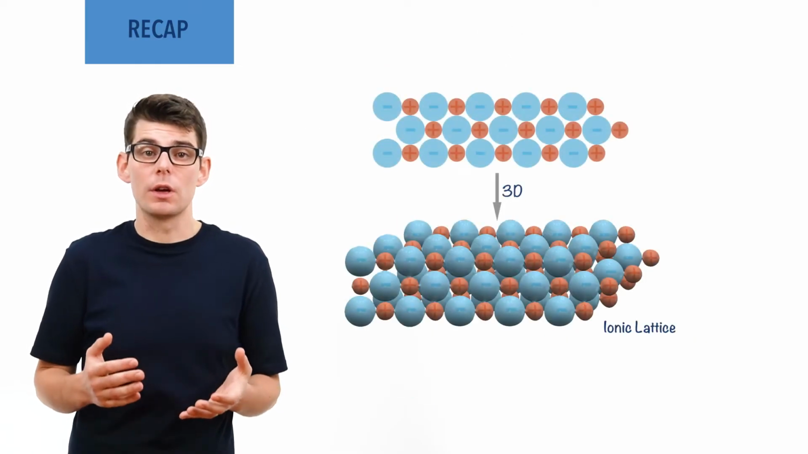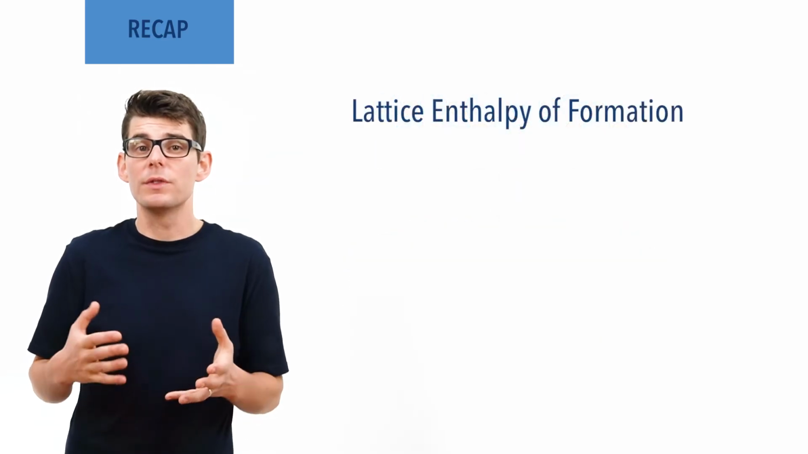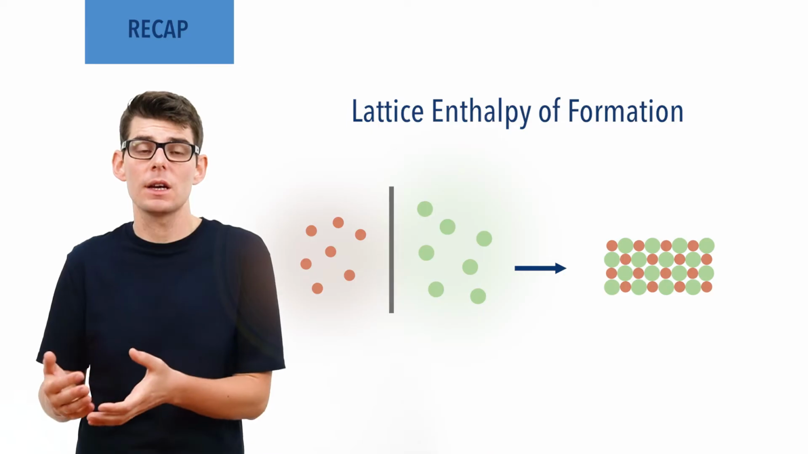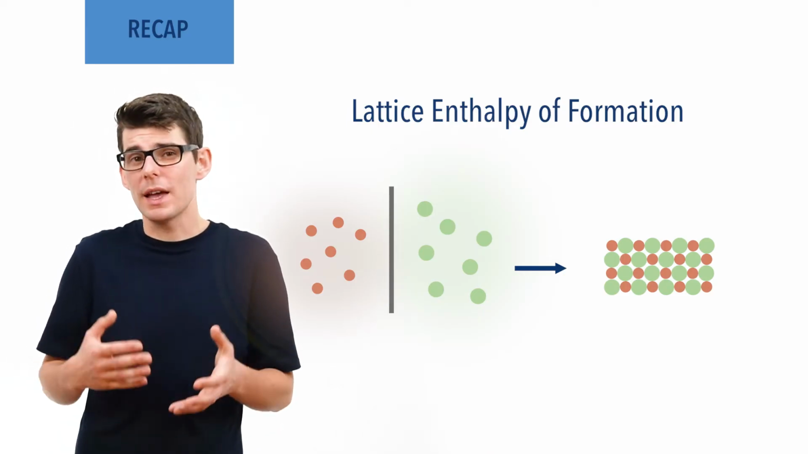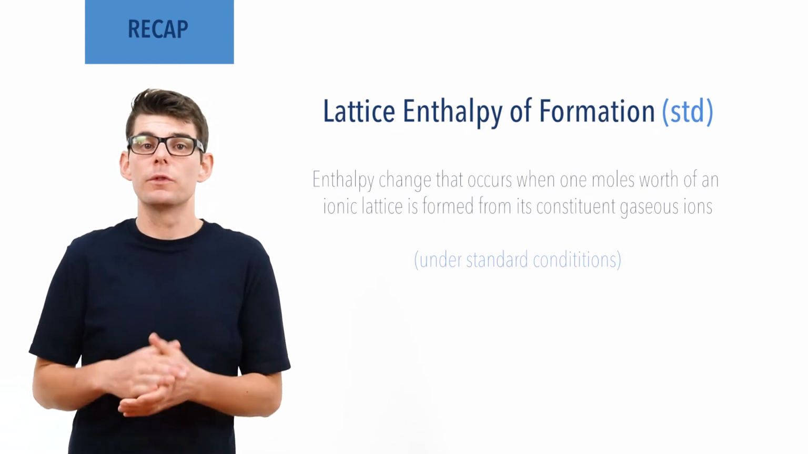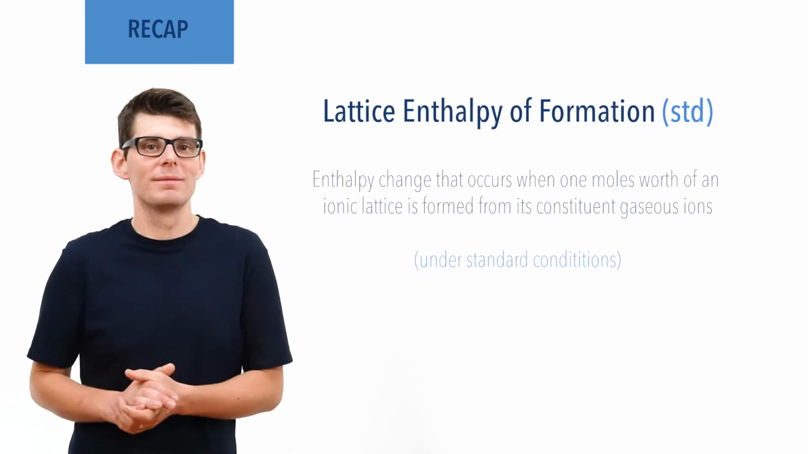Ionic lattices form by the attraction of oppositely charged ions to each other. Lattice enthalpies of formation refer to the enthalpy change that occurs when a lattice is formed from its constituent gaseous ions. Standard lattice enthalpies of formation refer to the enthalpy change that occurs when 1 mole's worth of an ionic lattice is formed from its constituent gaseous ions under standard conditions.